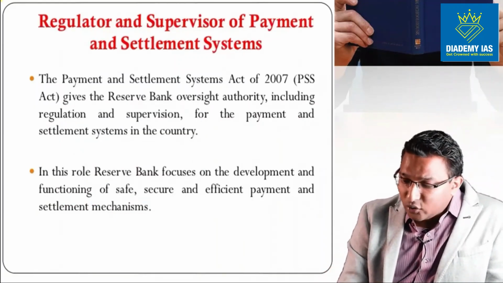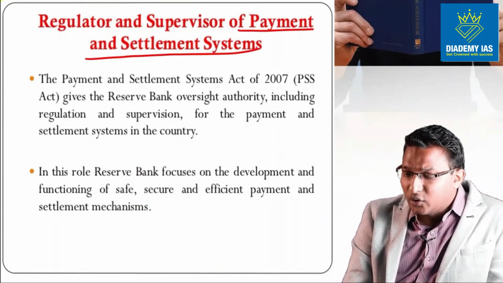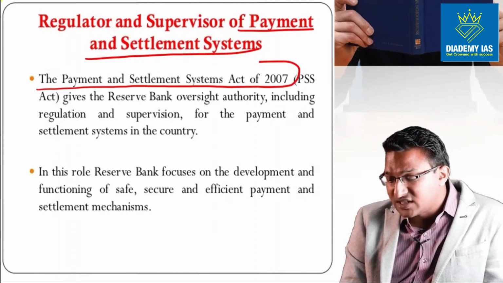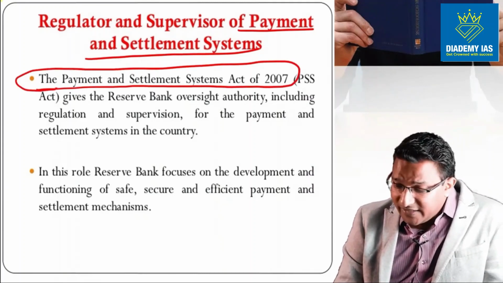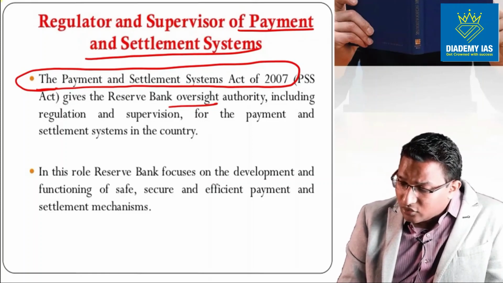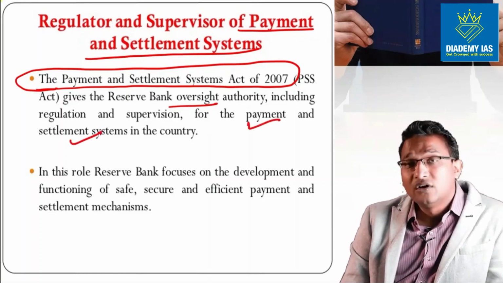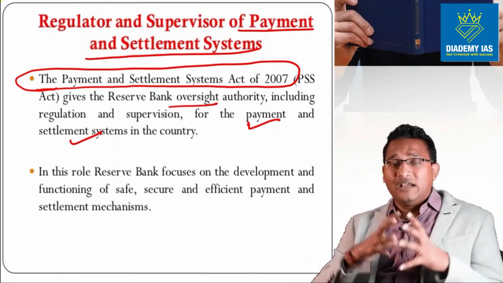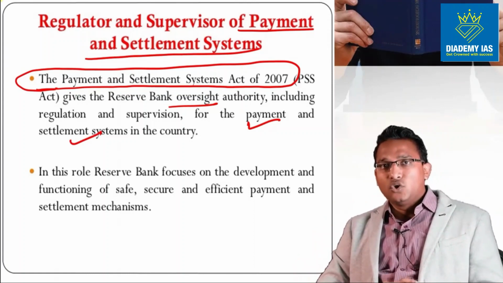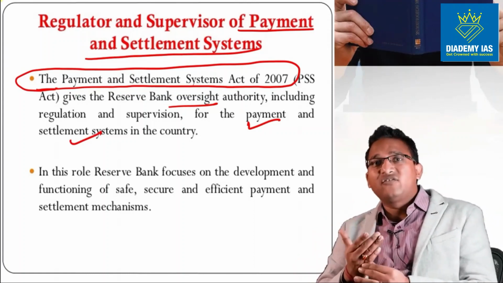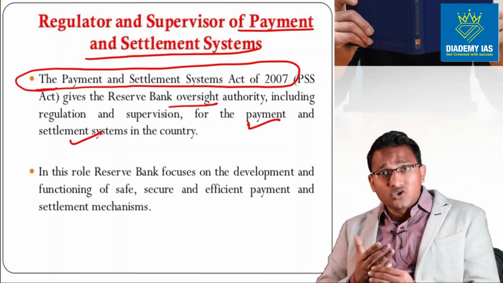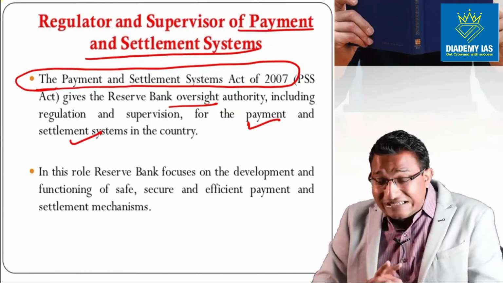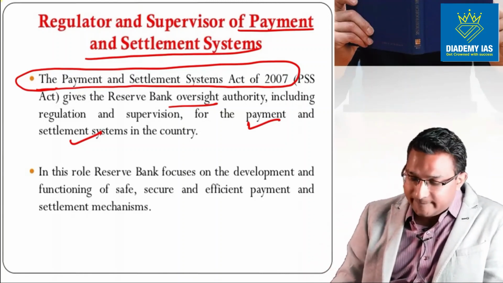Then it is also the regulator and supervisor of the payment and settlement system. The Payment and Settlement System Act of 2007 gives the power to the RBI to have oversight on the payment and settlement system. So payment and settlement system means the system through which the interbank transactions happen, interbank clearing of the checks happen. So the example that I gave, we do NEFT, RTGS, IMPS, we issue checks on the other bank's account. So all these transactions are being cleared with the help of this payment and settlement system.